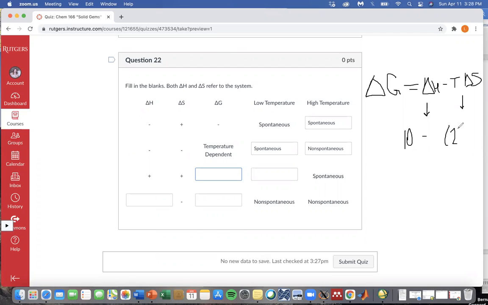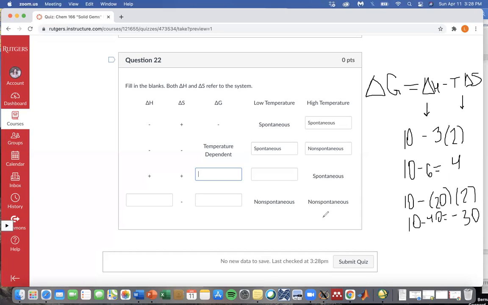And so if we had a temperature of 5 Kelvin, or let's say 3 Kelvin, so we don't go to 0. If we have a temperature of 3 Kelvin, then it would be 10 minus 6 equals 4. And so delta G would be positive. But if our temperature was like 20 Kelvin, we'd have 10 minus 20 times 2 joules for the S. And so then it would be 10 minus 40, which is going to give us negative 30, and this reaction would be spontaneous. So does that help a little bit?